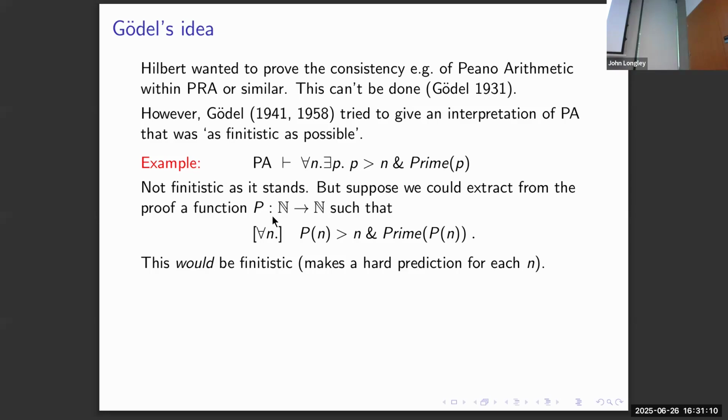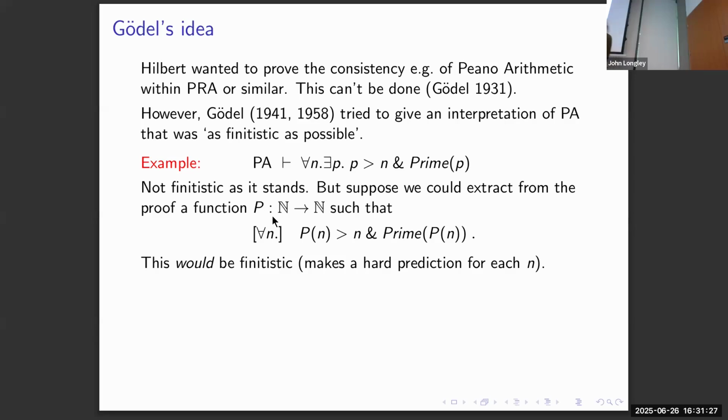what's come up so far. So for example, in PRA, you can prove the theorem: for all n, there exists a p bigger than n such that p is prime. And as we've seen, this isn't a finitistic statement as it stands. We've got these quantifiers here.